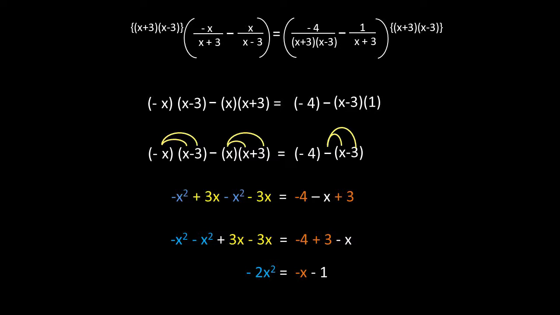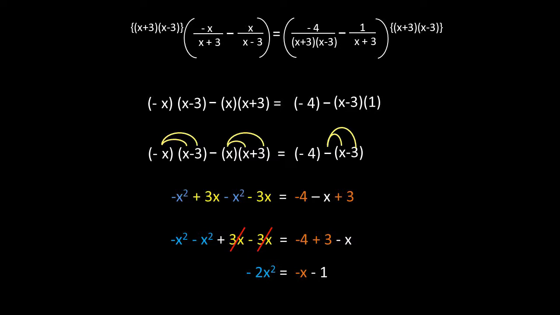So, we have already multiplied the terms that we can multiply. The next step would be combining like terms, or simply performing addition and subtraction. We can rearrange the equation to make it easier. Negative x squared minus x squared plus 3x minus 3x is equal to negative 4 plus 3 minus x. 3x and minus 3x will be cancelled out, and the remaining would be negative 2x squared.